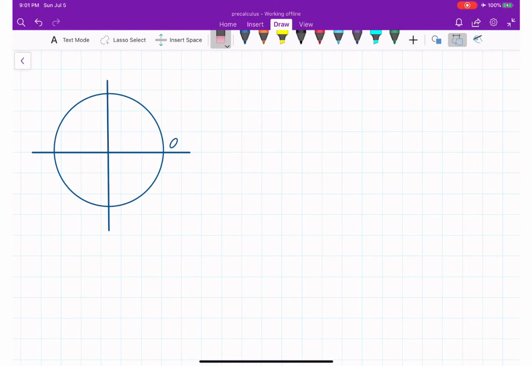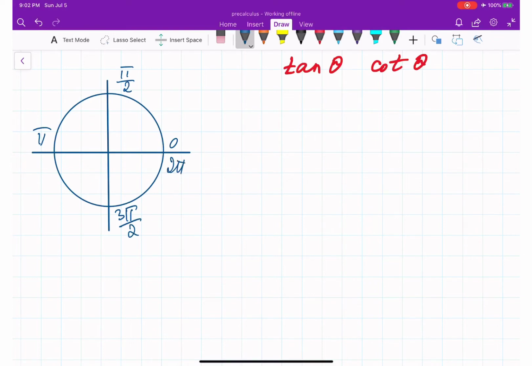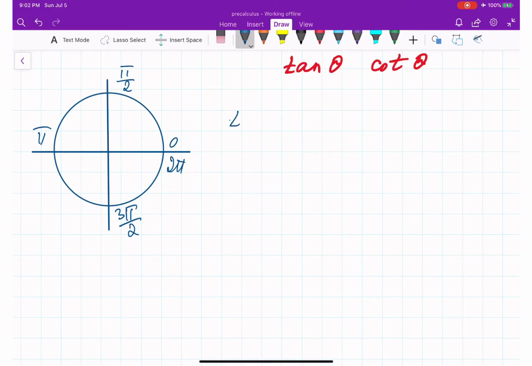We are going to build tangent and cotangent graphs. Tangent theta and cotangent theta. Okay, let me write down here what we have. 0, pi over 2, pi, 3 pi over 2, and 2 pi. So let me remind you that tangent theta is equal sine theta over cosine theta.